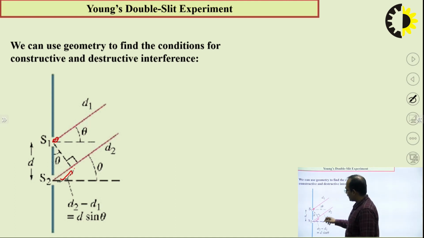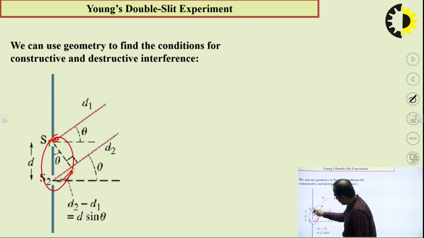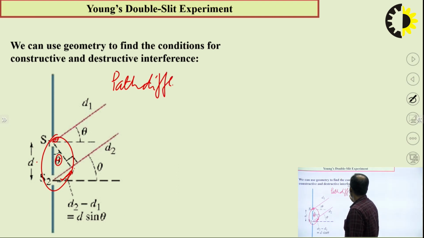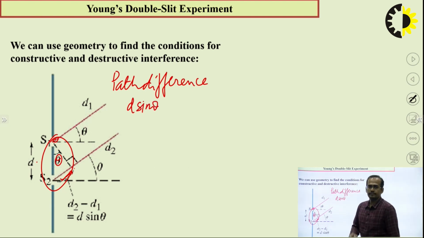This path difference can be calculated using this triangle. Suppose this angle is theta and the distance between these two slits is d. So, what will be the path difference? Path difference is nothing but this. So, you can write here the path difference d2 minus d1 is d sin theta.